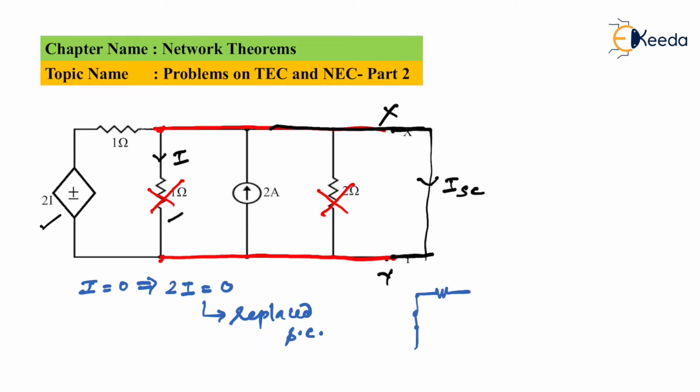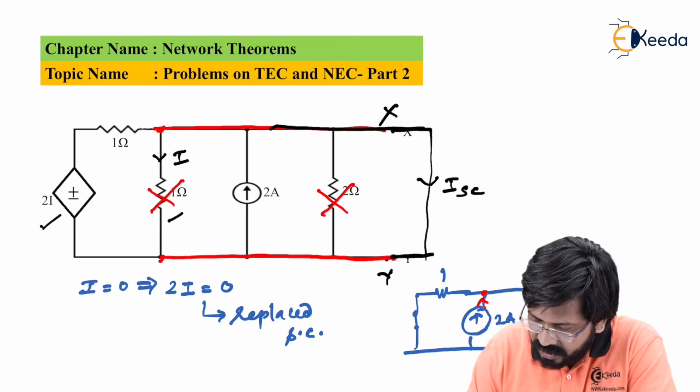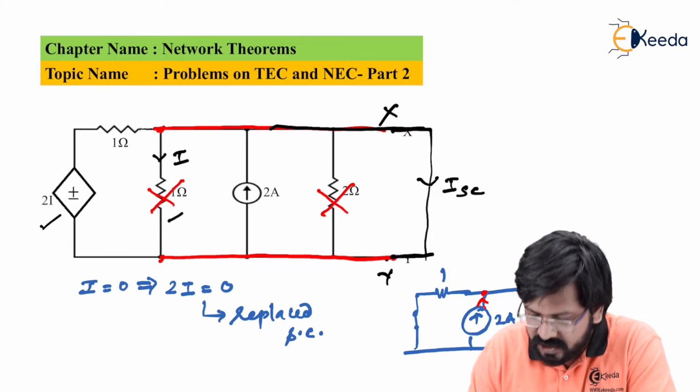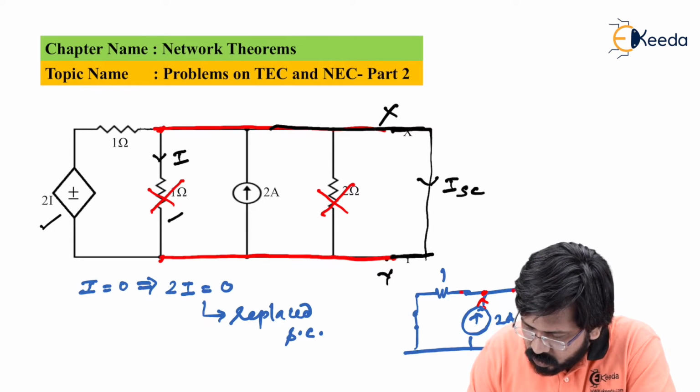After that, there is a 1 ohm resistance. After that, there is a current source having magnitude of 2 ampere, and we have ISC current here. So if you see carefully, this 2 ampere current source is flowing in the upward direction. There is a node formation here. Now the current has two possibilities, to go towards left and to go towards right.